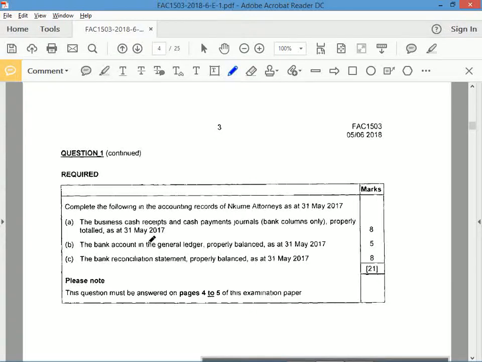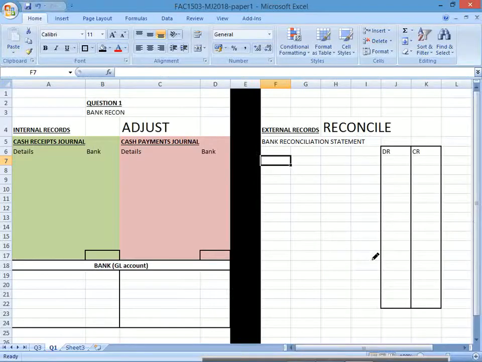The required gives you the scope. Business cash receipts, I've got that. Business cash payments, I've got that. They tell me bank columns only. Properly totaled, obviously I'll total it because you can't do a bank if you don't total it. And then the bank account in the general ledger, that's the T account, so I've got that. And the bank reconciliation statement, you've got that. And that's everything. There we go. Now we're ready to approach the question.